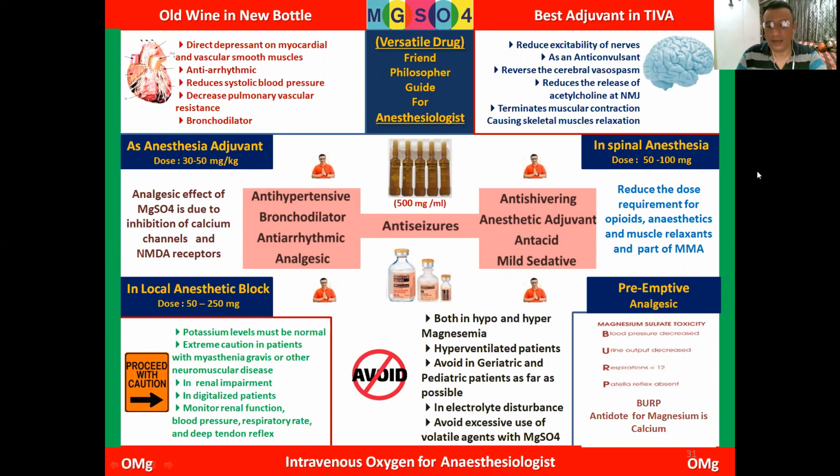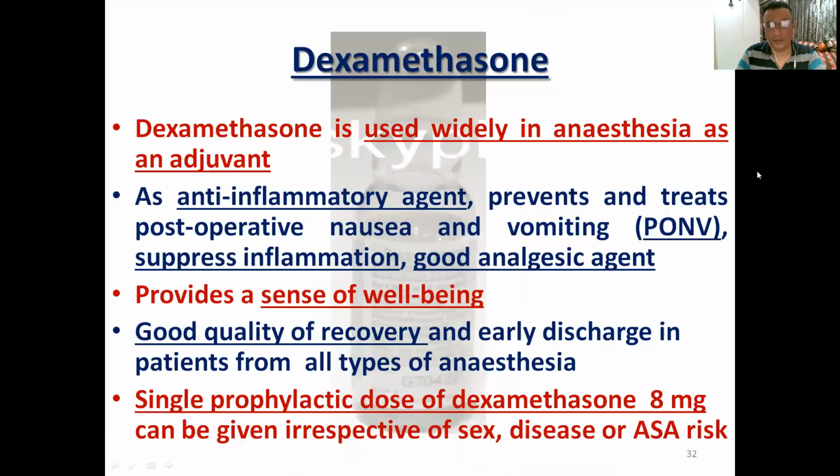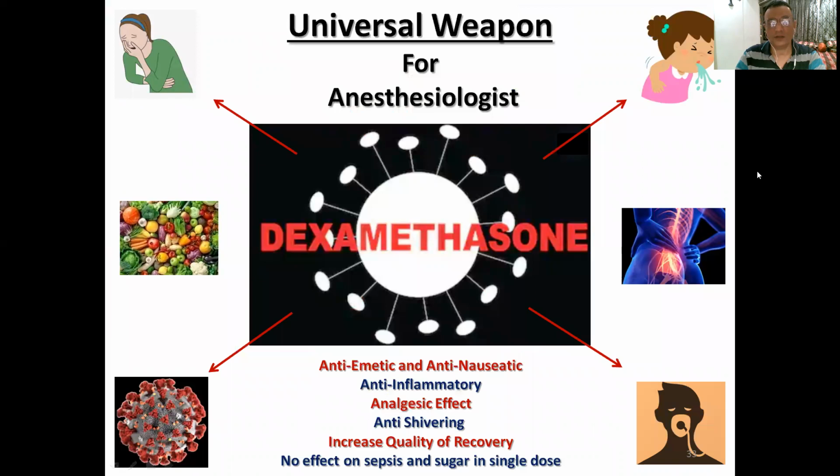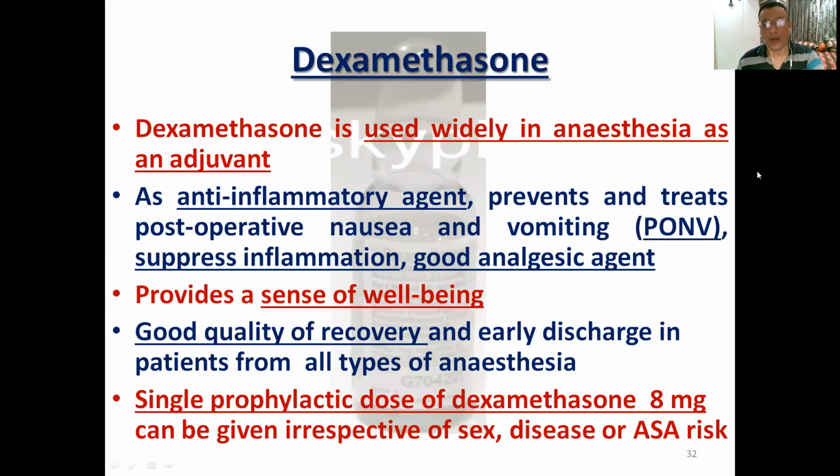That is why I call it intravenous oxygen. Another drug is dexamethasone. I call dexamethasone a universal weapon. You know, dexamethasone is used widely in anesthesia as an adjuvant.